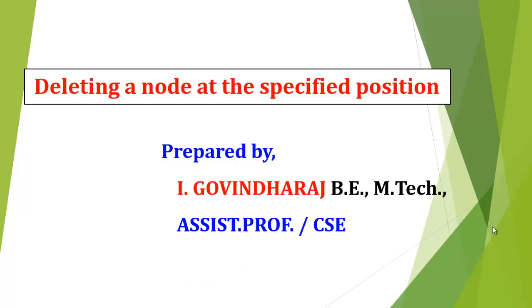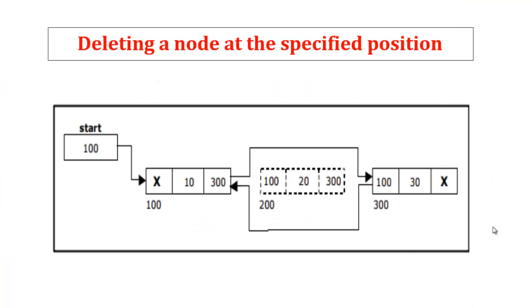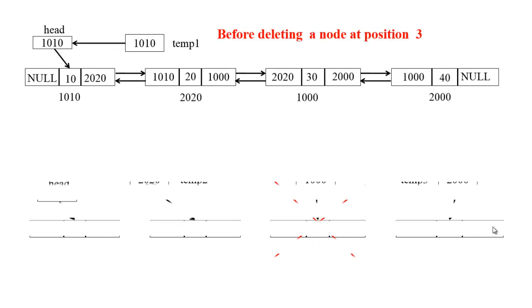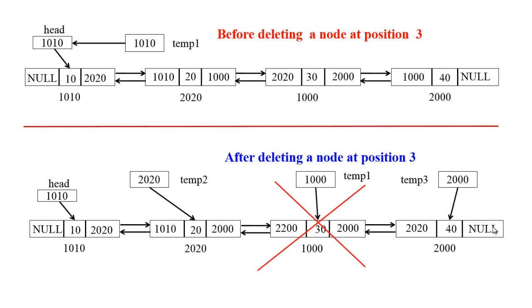So welcome you all to the next video lecture: deleting a node at a specified position in a doubly linked list. How can I delete an element at a certain position in the given linked list, where we have n number of nodes? This is an example. I'm having 4 nodes present in the given linked list.